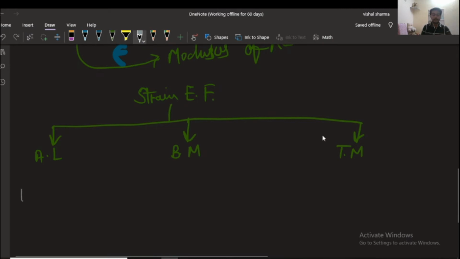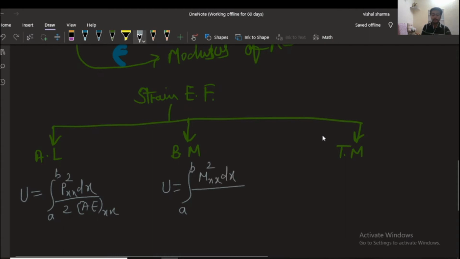For the axial load, the strain energy U is given by the integration from A to B of P squared xx dx upon 2AE for the xx section. The strain energy for a beam under pure bending is given by U equals the integration from A to B of M squared xx dx upon 2EI about the neutral axis. And the third one is the twisting moment. In the case of twisting, the strain energy is given by the integration from A to B of T squared xx dx upon 2GJ for the xx cross section.